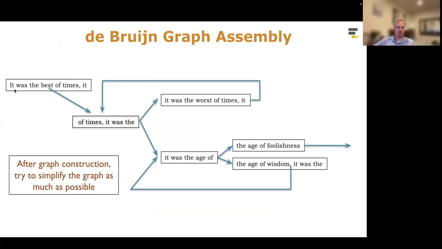So here we have 1, 2, 3, 4, 5, 6, 7 words spelled out in this first node of the graph. We can't quite compact it further than that because we have to resolve some of these cycles, some of these branching edges. And that's where all the complexity is coming from. That's one of the major sources of complexity in a de novo assembly problem.